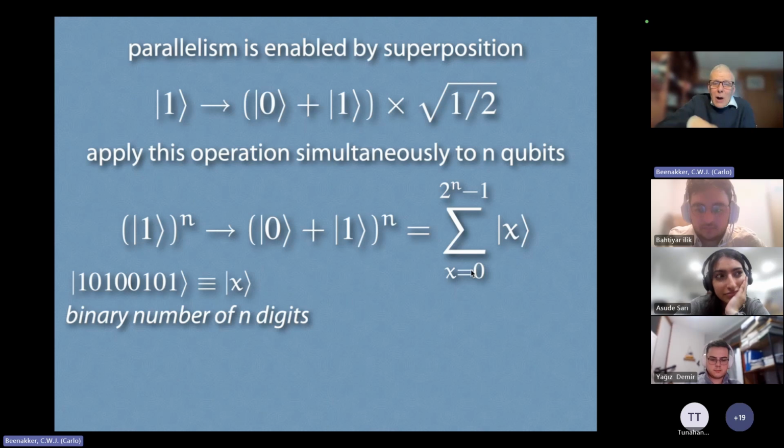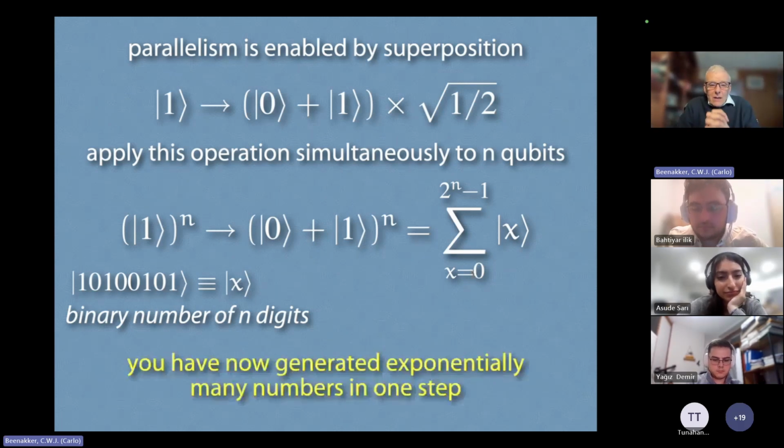Imagine having to write down 2 to the n digits. It's going to take you days. If n is 100, it would take you a lifetime. But here you've done it with one operation. So that is this massive parallelism. You've generated exponentially many numbers in one step. Okay, that's the first ingredient.